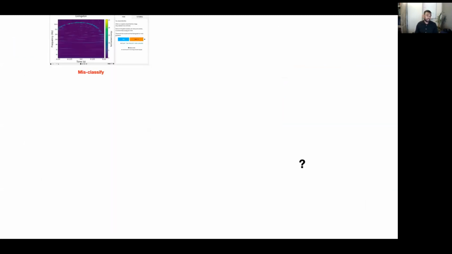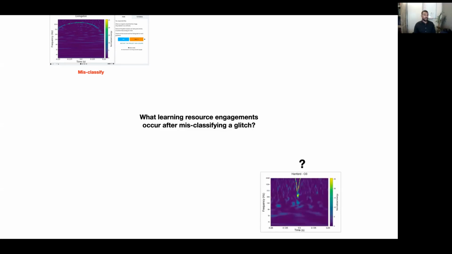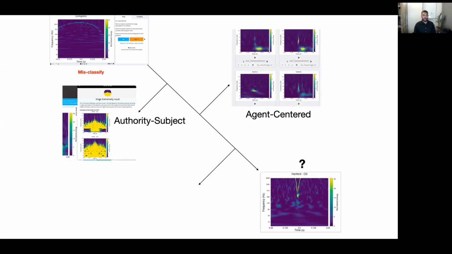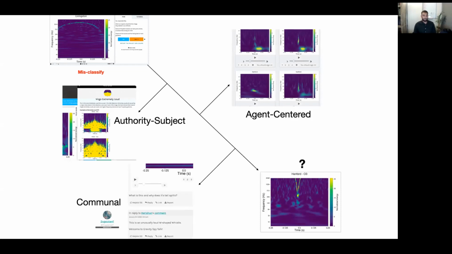And so to assess participants' learning engagements and their relationship to performance, we came up with this learning scenario that would allow us to see when a volunteer misclassifies a glitch, what actions do they take, if any, to correct themselves. And this approach is represented visually here. So when a volunteer misclassifies a gold standard glitch, what happens during the next gold standard glitch of that same glitch class? And so we asked, do volunteers engage in authority subject resources? Do they have agent-centered engagements? And do they have communal engagements?